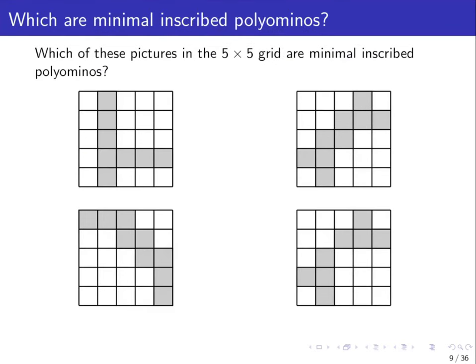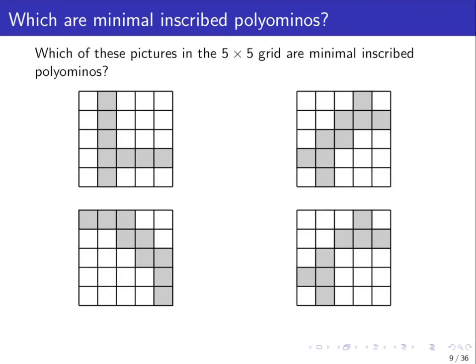Just to hammer the point, let's do some practice together. Which of these pictures in the 5x5 grid are minimal inscribed polyominoes? Pause now to check for yourself. Okay, now that you're back, hopefully you verified that the top left is not minimally inscribed because it doesn't touch all four sides. The polyomino on the top right and bottom left are considered minimal inscribed, and the cells on the bottom right are not minimal inscribed because they do not form a polyomino.